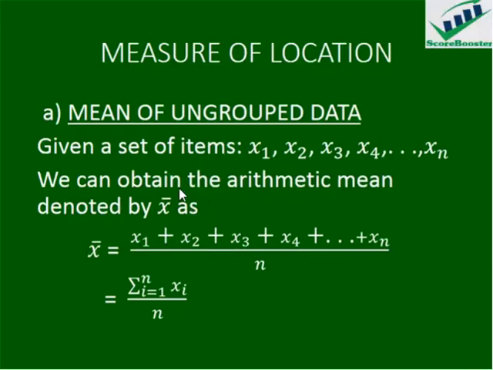From the definition we read earlier, it is the sum of all the items in a set of data divided by the number of items in that set of data. This is the set of items given. So you add all these together. By definition, you add the set of items divided by its number, which is n, and that is what we have here.